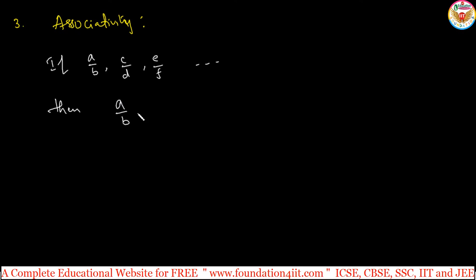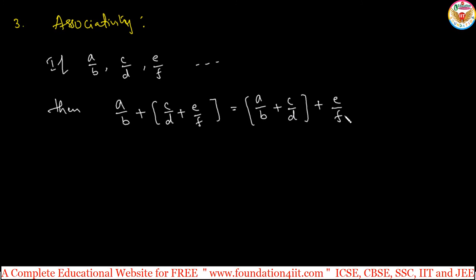a by b plus the sum of these two, c by d plus e by f, should be equal to a by b plus c by d, the sum of the first two rational numbers, added to e by f. If a by b, c by d, e by f are any three rational numbers, then this property must exist. Okay, let us take one small example.